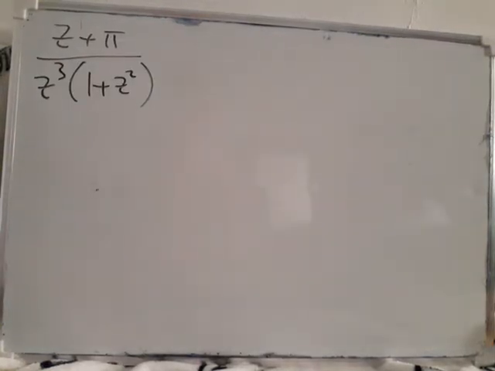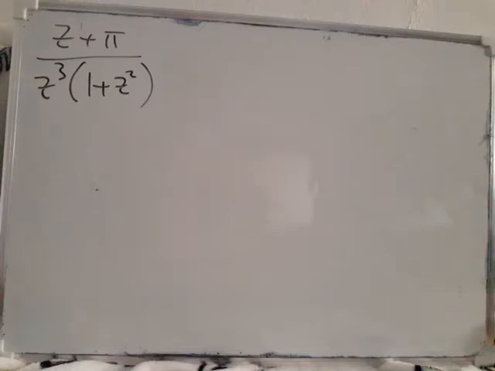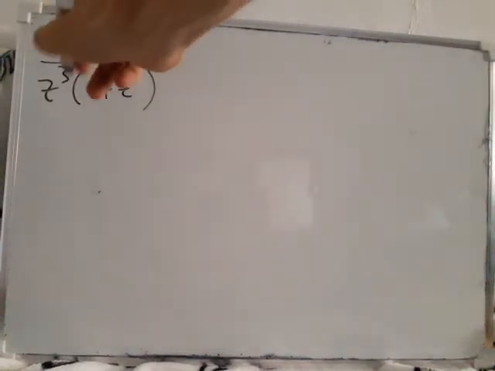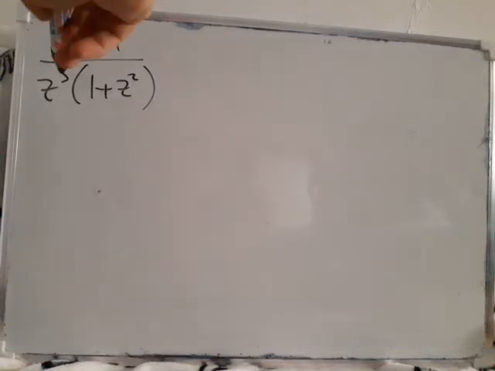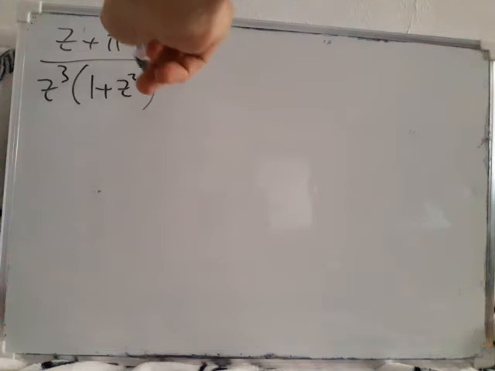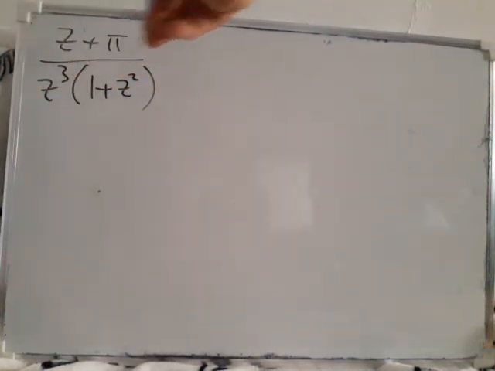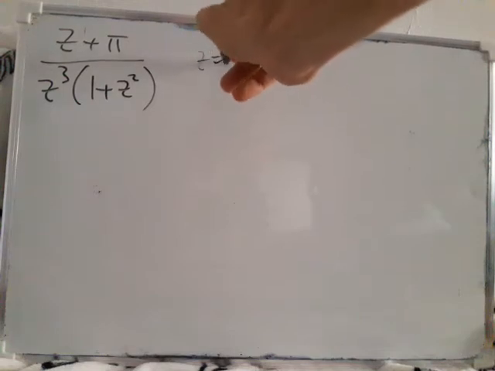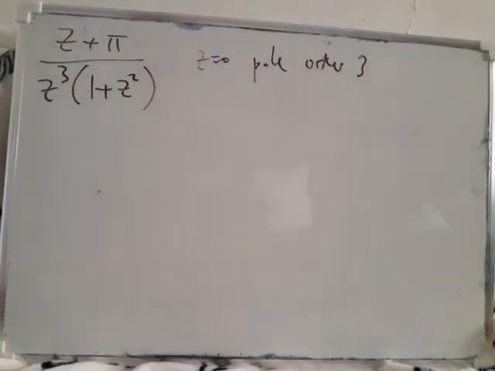So this clearly has a 0 of order 3 at z equals 0. Because this z cubed is a... sorry. The bottom of this, I should say, the bottom of this has a 0 of order 3 at z equals 0, which means overall this function has a pole of order 3. So z equals 0, pole of order 3.